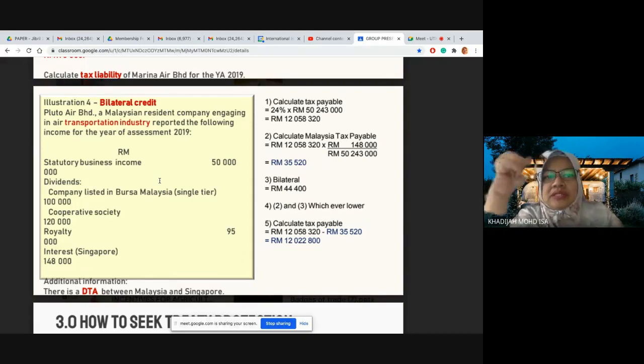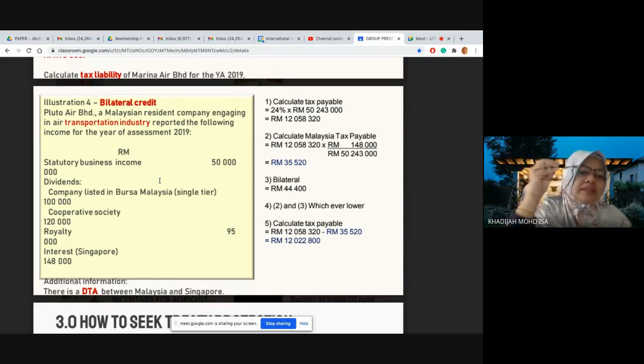Right, because your dividend listed is final, dividend from cooperative society is exempted. So total income or aggregate income is 5243 times by 24%. So you akan dapat 12,058,320. Okay, now kalau nak senang nak ingat, how much is the foreign income at Malaysian tax rate. So 148,000 times by 24%.